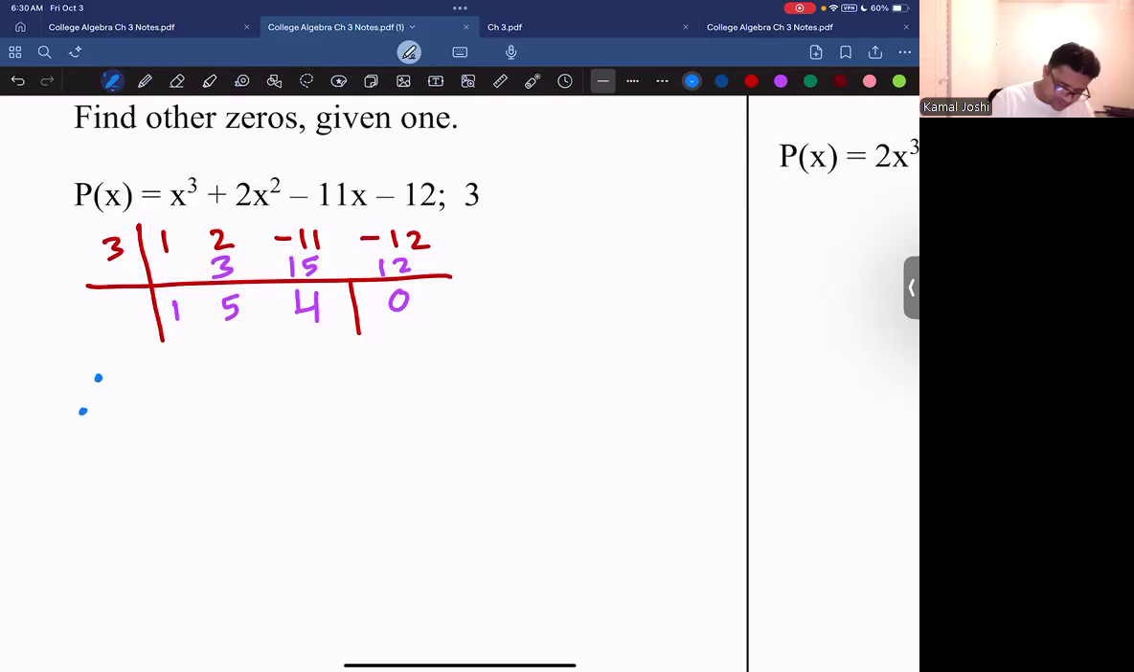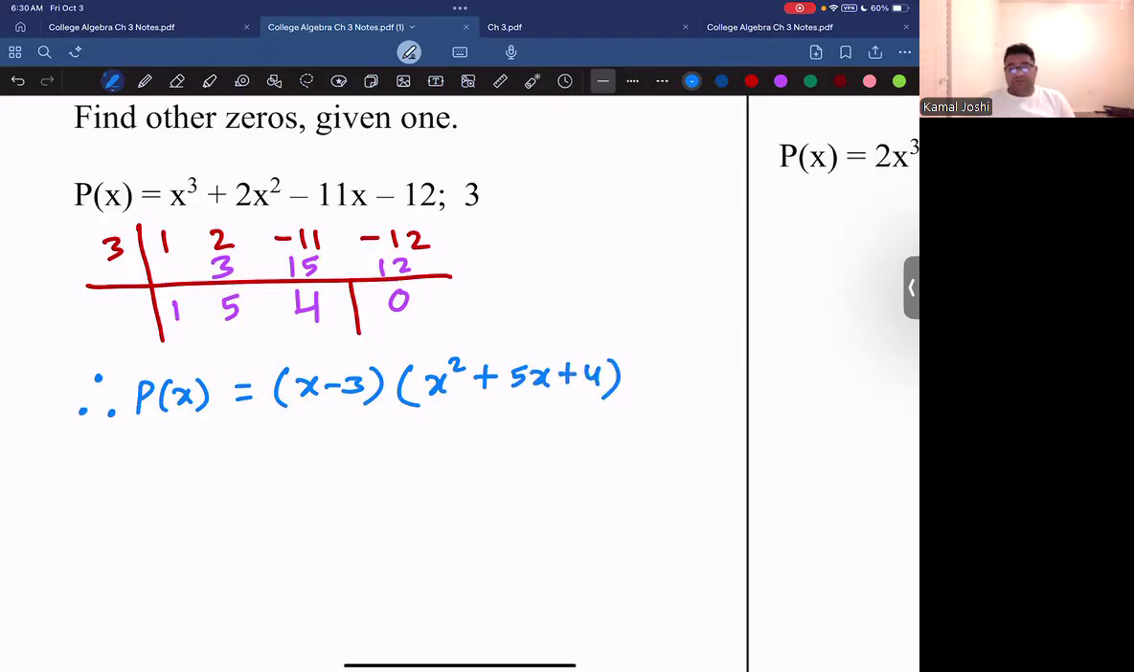Therefore, I can now say my p of x, the polynomial, is x minus 3, because if 3 is a 0, then x minus 3 is a factor, times the quotient x squared plus 5x plus 4. Always remember to start with one degree less. The polynomial is a cubic, so the quotient here starts with x squared. Now the question was find other zeros, right? The other zeros are here.